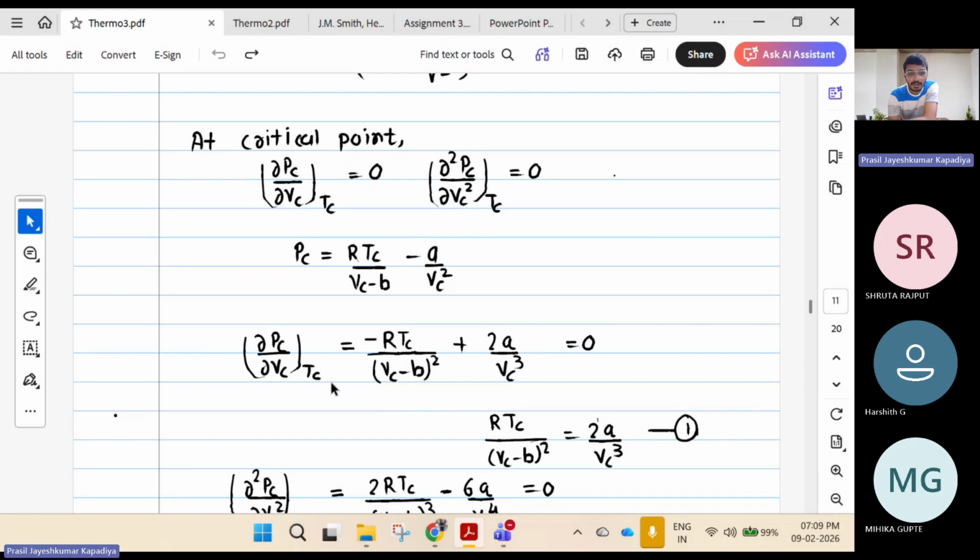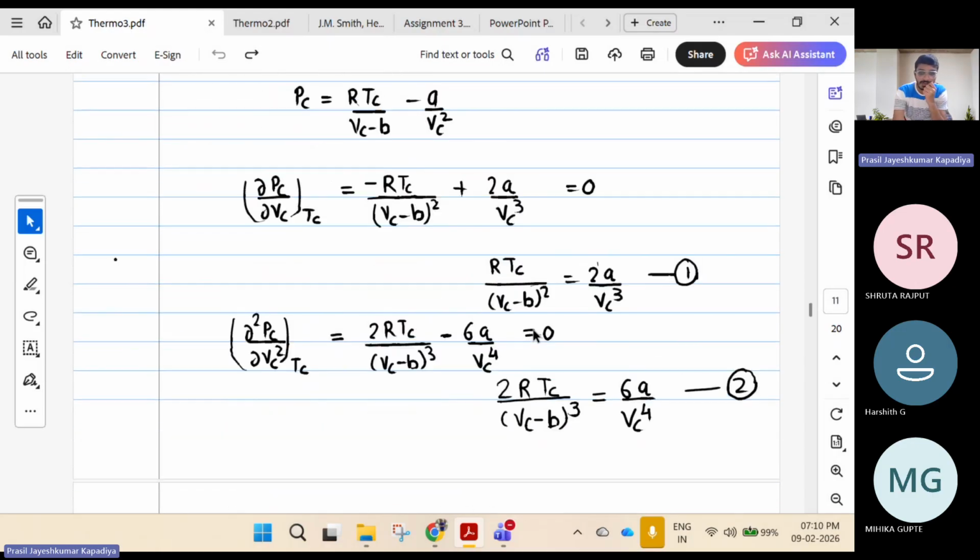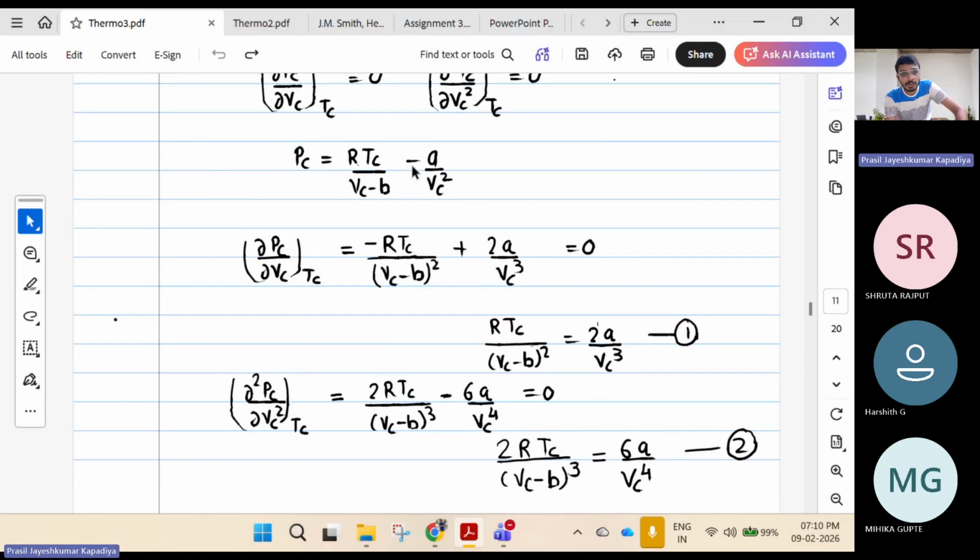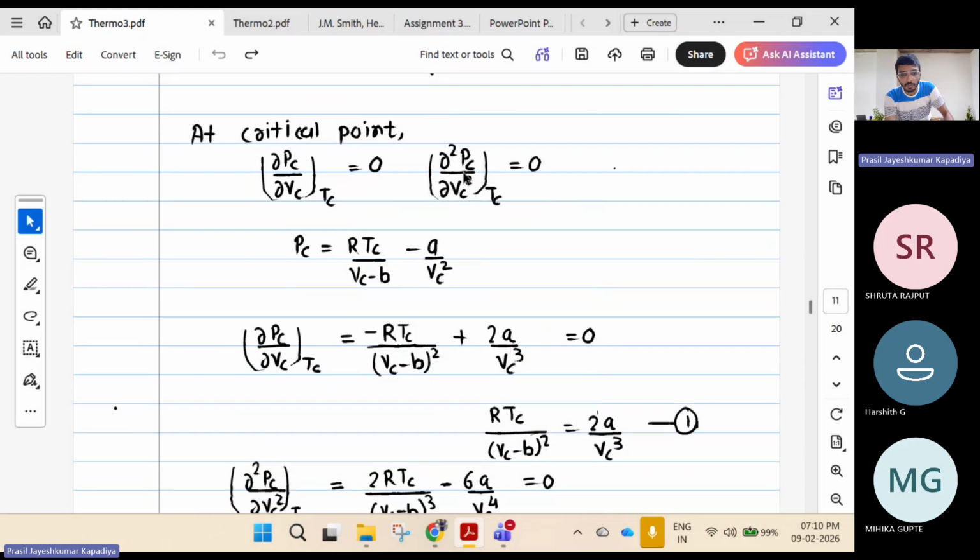So what will I get? With respect to VC, my RTC will be constant and 1 upon V is nothing but minus 1 upon V square term. And this A remains constant and 1 upon VC square is nothing but minus 2 by VC cube. So minus minus plus. So my first equation, I get it as RTC by (VC minus B) whole square is equal to 2A divided by VC cube. Similarly, I find the second derivative, because at the second derivative, this term is also 0.